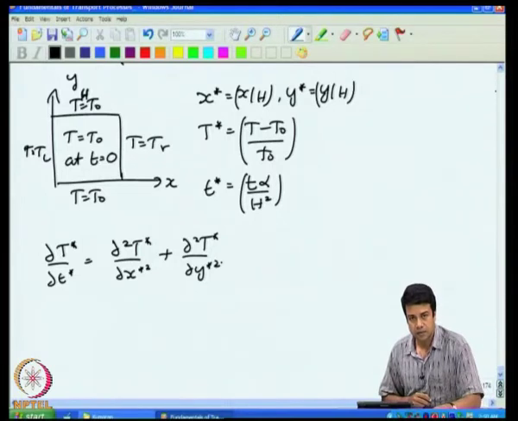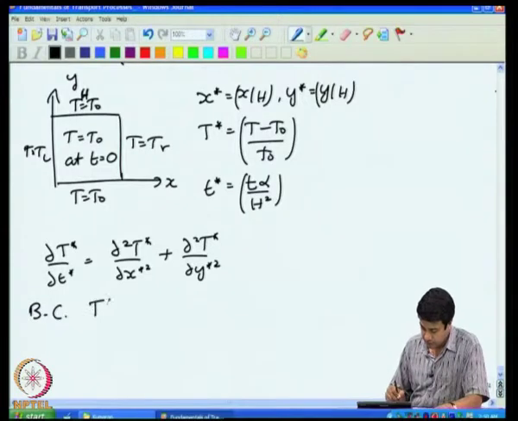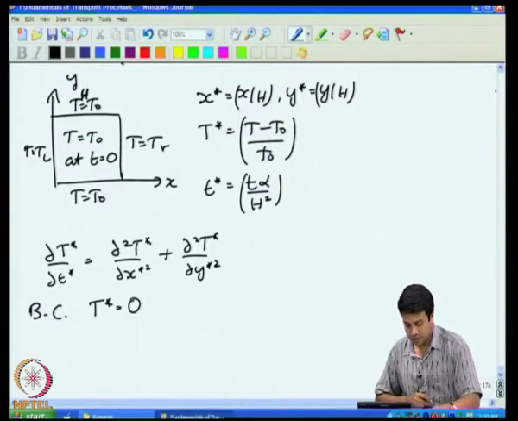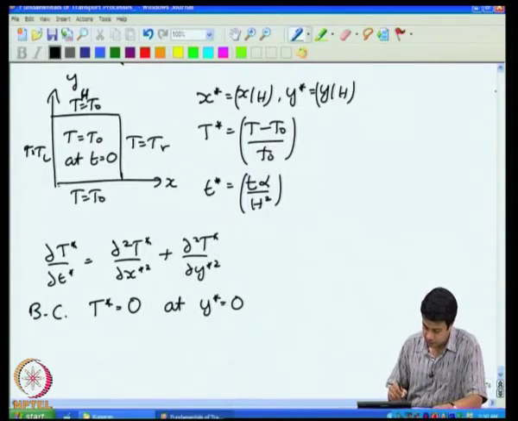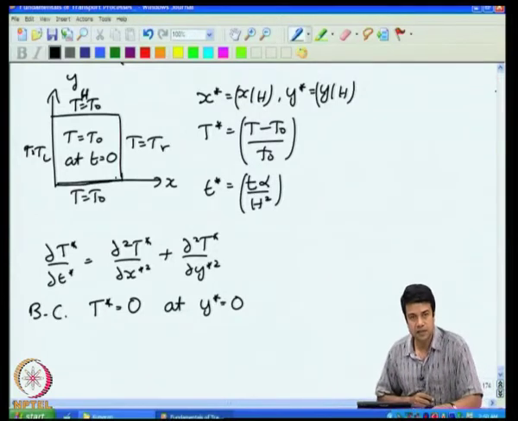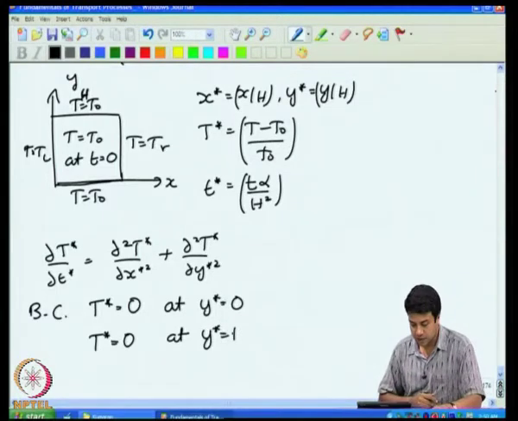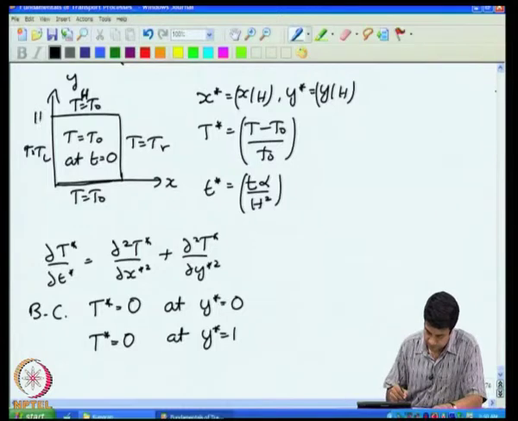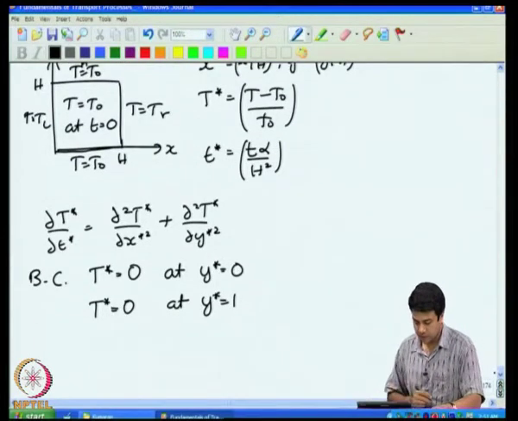What are the boundary conditions? T star is equal to 0 at y star is equal to 0, that is this bottom face. At the bottom face T is equal to T naught, and therefore, T star is equal to 0. T star is also equal to 0 at y star is equal to 1. y is equal to h is the top face, therefore, y star is equal to y by h is equal to 1. So, T star is equal to 0 at y star is equal to 1.